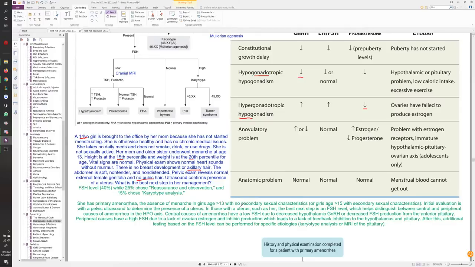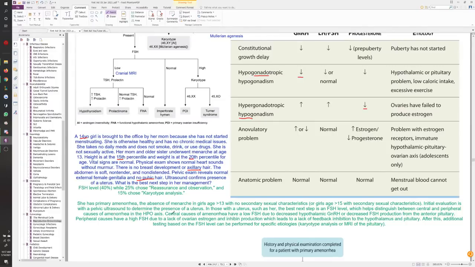In those with a uterus, such as her, because when you find the uterus, you know that the reason she doesn't have menstruation is not that she's not a girl. You know, that can be a thing, right? Someone can come in with amenorrhea, but it turns out they're not a girl to begin with. So you look for the uterus, you figure out that it is a girl. In those with a uterus, such as her, the best next step is an FSH level, which helps distinguish between central and peripheral causes of amenorrhea.